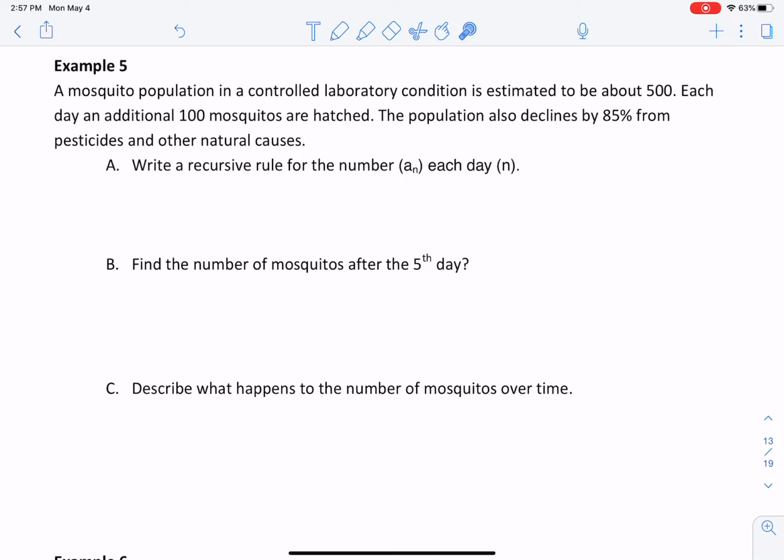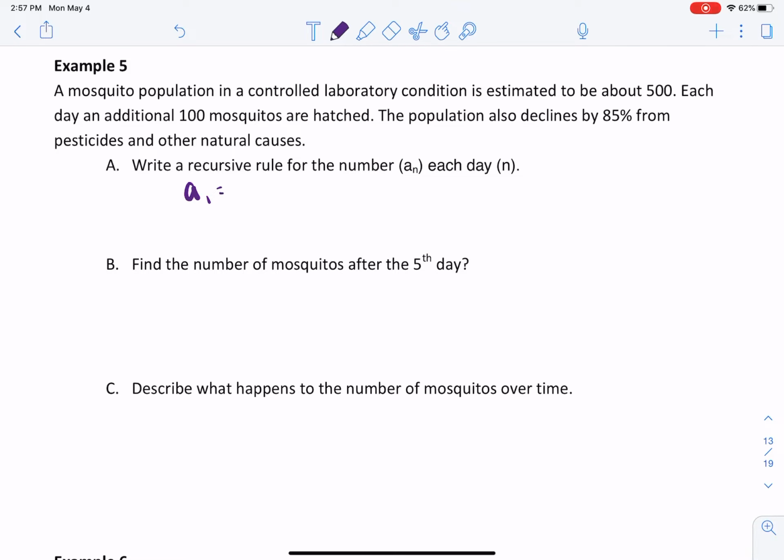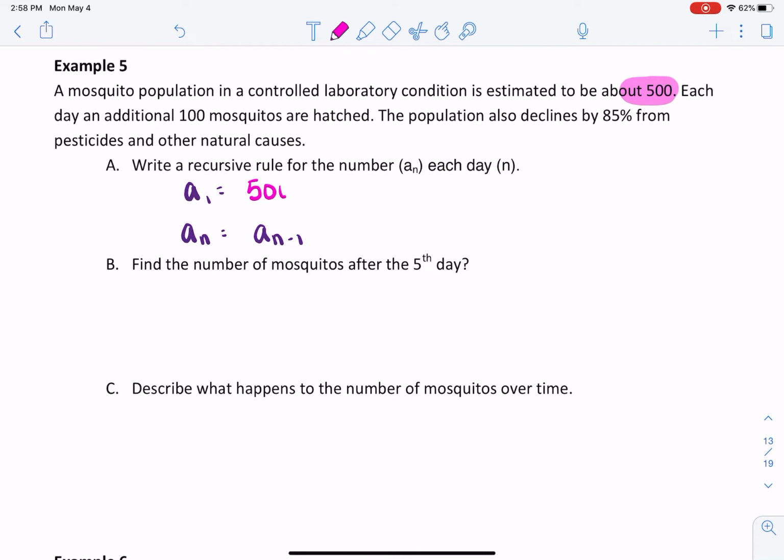All right, so to write a recursive rule, remember, we need our first term, and then you write your a sub n equals an a sub n minus 1. Put that in the middle, leave a little space. So it does say up here that the mosquito population is estimated to be about 500. Okay, so that's where we're starting. So I'm going to write down 500 for our first term.